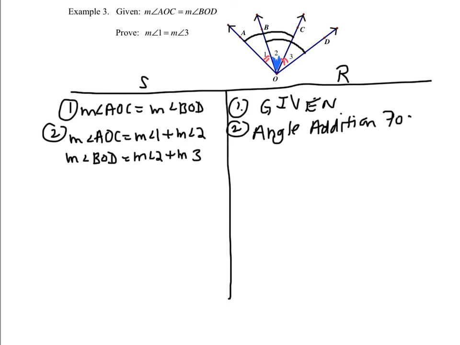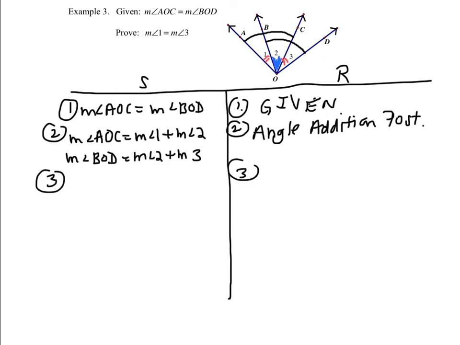Just because you're adding angles together doesn't necessarily mean it's the angle addition postulate, but in this case it is, because angle 1 and angle 2 are adjacent and they form that larger angle of angle AOC. Same thing with angle 2 and angle 3. They are adjacent and they do add up to and form angle BOD.